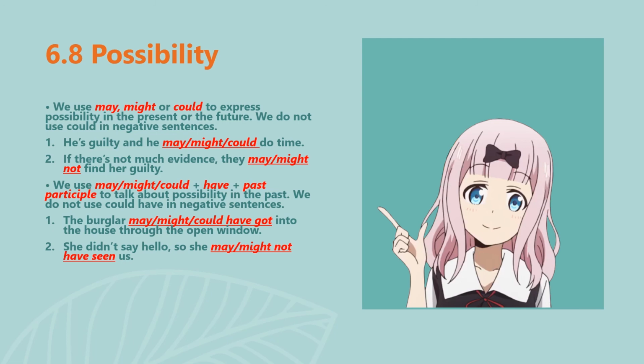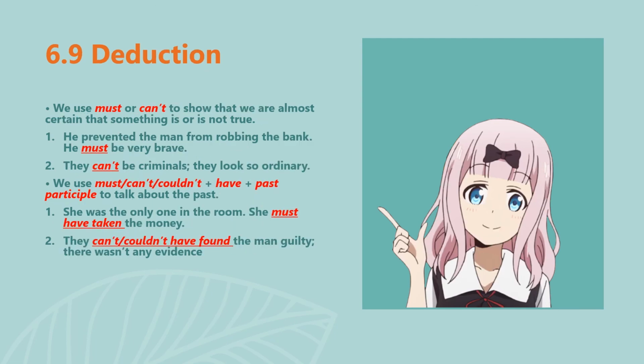Next one, we have deduction. Okay, membuat kesimpulan. Bukan tolak. Deduction also mean tolak. But in this sentence, we are talking about membuat kesimpulan. We use must or can't to show that we are almost certain that something is or is not true. Okay, kita dah pasti dah benda tu betul atau tak betul. Kalau betul, kita pakai must. Not true, we use can't.